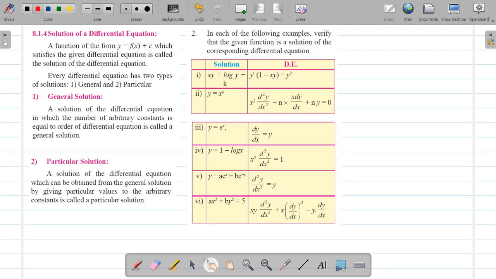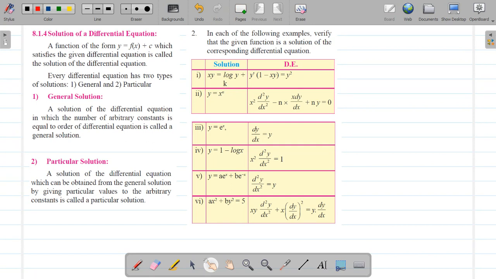Dear students, in this lecture we will discuss how to find out the solution of a differential equation. Last time we discussed how to get the order and degree of the differential equation. So let us see now what is the meaning of solution of a differential equation.